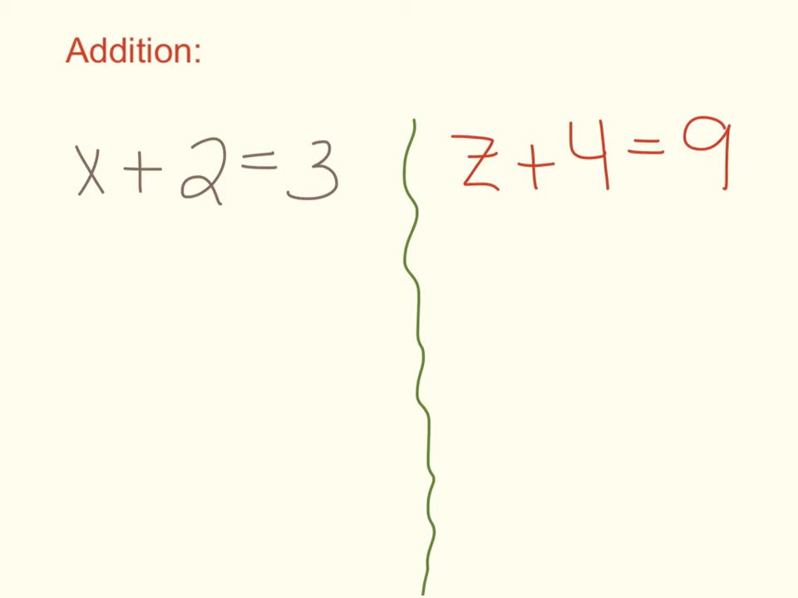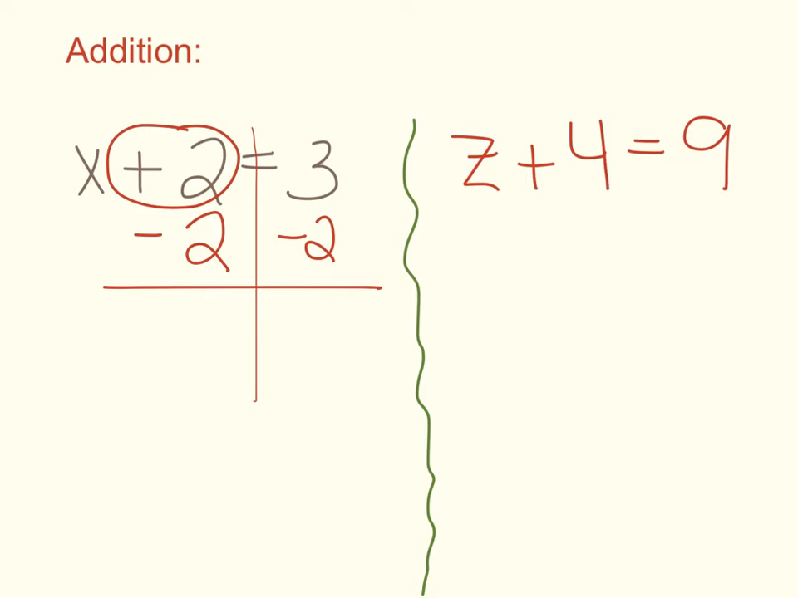If you take a look at the first example, like I said before, our first step is to draw the line down through the equal sign, and then we are going to solve for x. I have a plus 2 over here, so I'm going to subtract 2 on both sides. Plus 2 minus 2 becomes 0. So I have x equals 3 minus 2, which is 1.